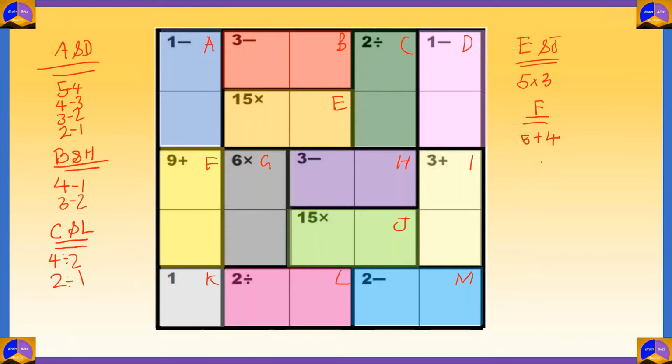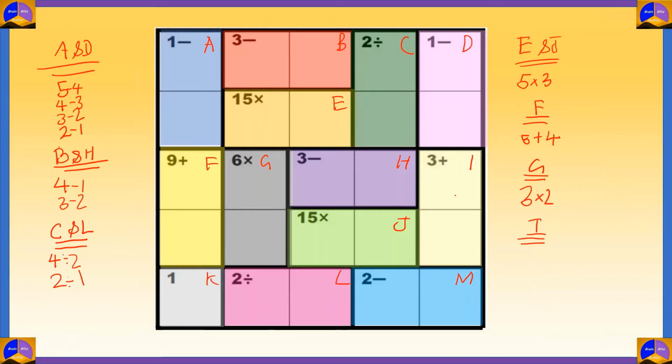Now let's look at cage G. In cage G, there are two cells and the operation is multiplication. After multiplying, our result must be 6. So the only option in a 5x5 puzzle is 3 times 2. H is already gone. Next we'll look at cage I.